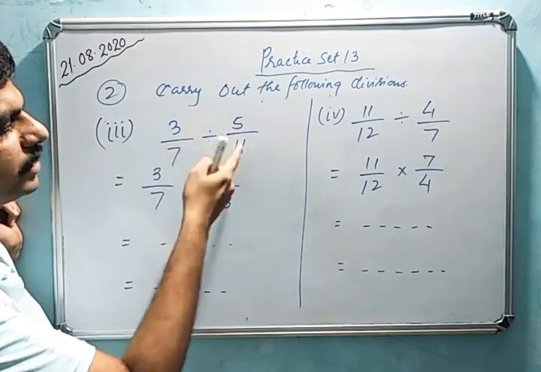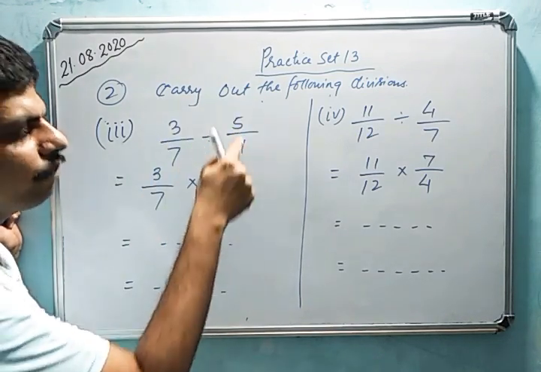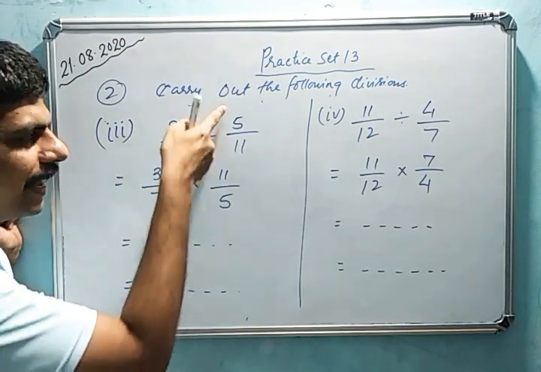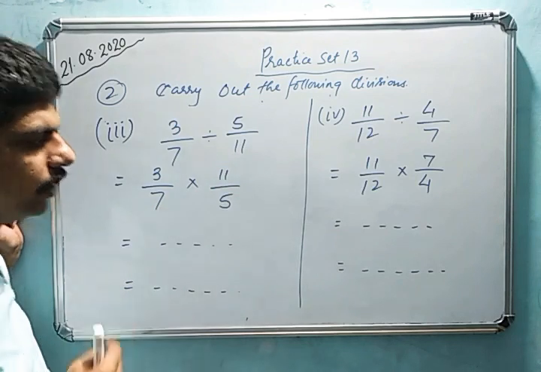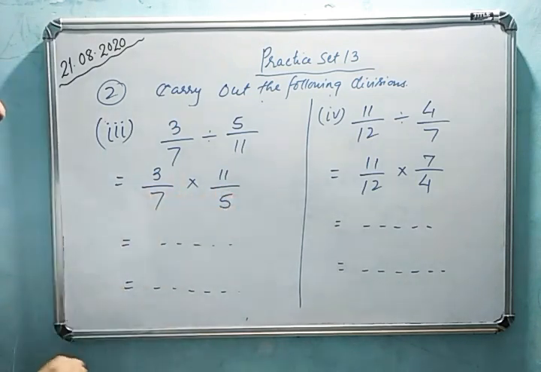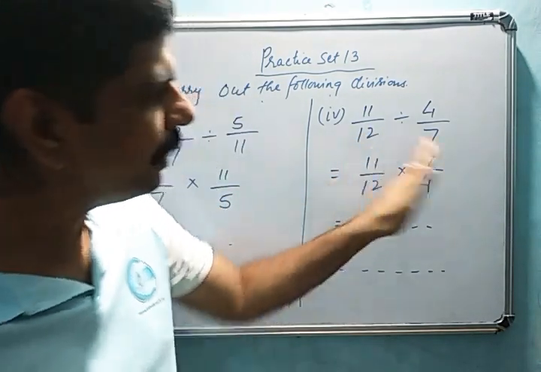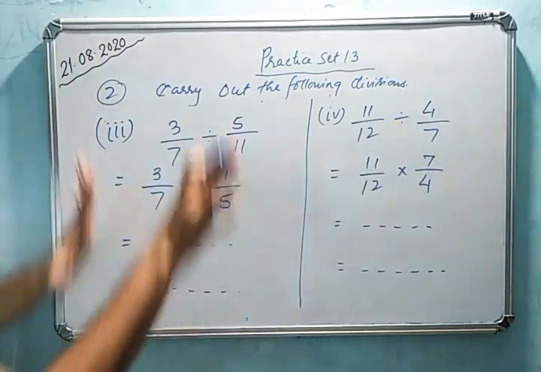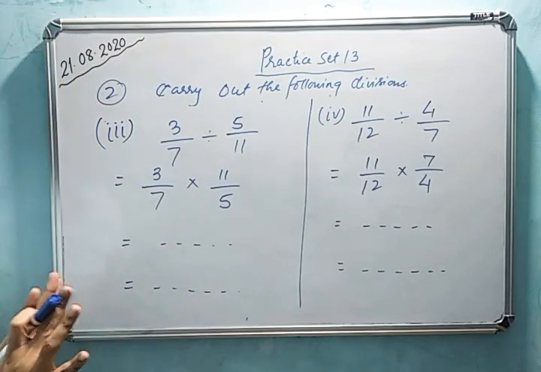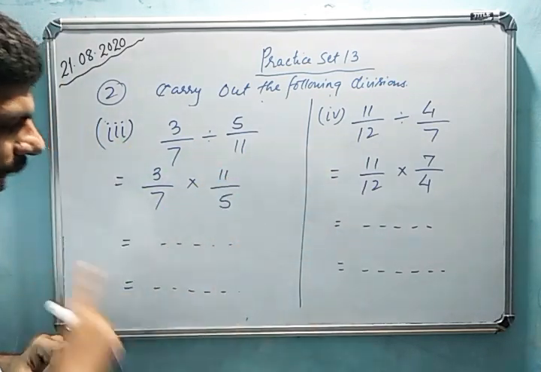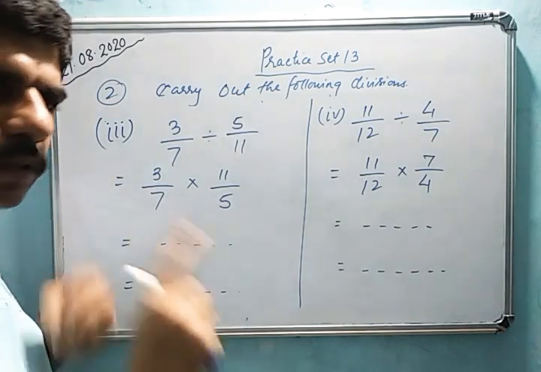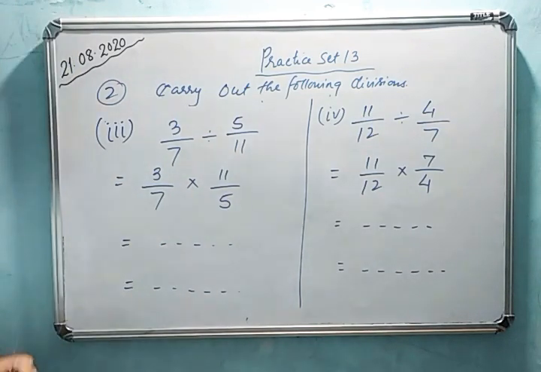Now division of these two numbers, 3 upon 7 divided by 5 by 11. So in place of division, we will write multiplication and reciprocal, 11 upon 5. So multiply by reciprocal. Same here, multiply by reciprocal. 4 upon 7 is written as 7 upon 4. So I have just written one step of third and fourth. Now you have to continue and solve third and fourth. Is it clear? If you will not get it, then in the Zoom class we will discuss about these sums. Okay. So this is homework for you, third and fourth.